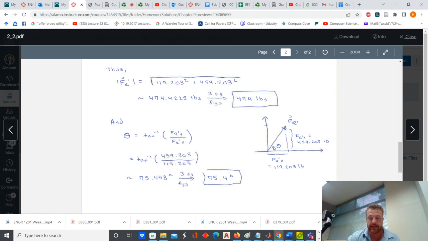And you can see that this angle that I was requested to report, the tangent of that angle is the ratio of the y component to the x component. That's just opposite divided by adjacent, or TOA for the SOHCAHTOA. So since we know FRY and FRX, I can just take the inverse tangent of the y component divided by the x component, carrying around a lot of precision. That turns out to be 75.448 degrees. If you round that to 3 sig figs, it will just be 75.4 degrees.